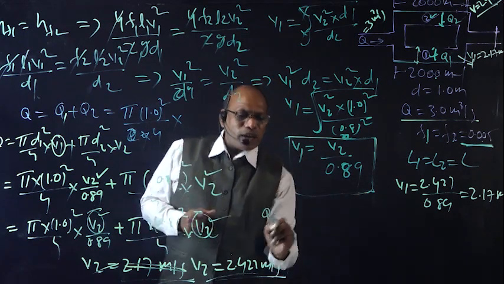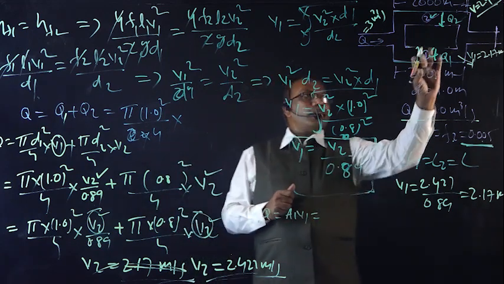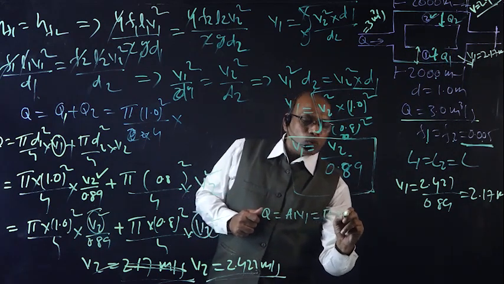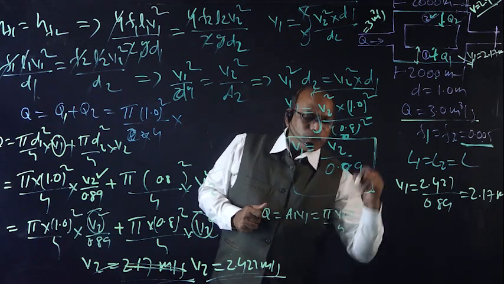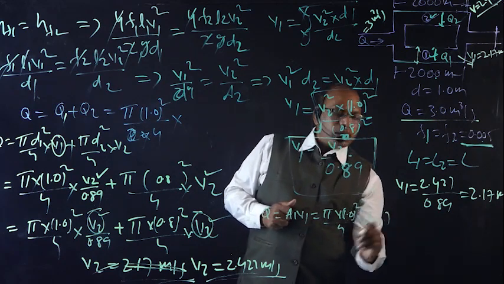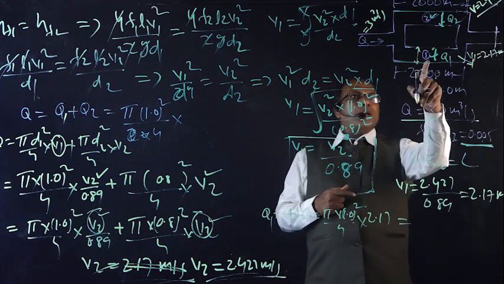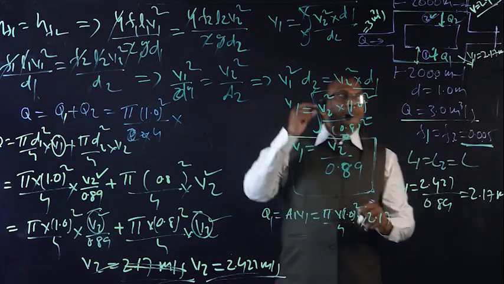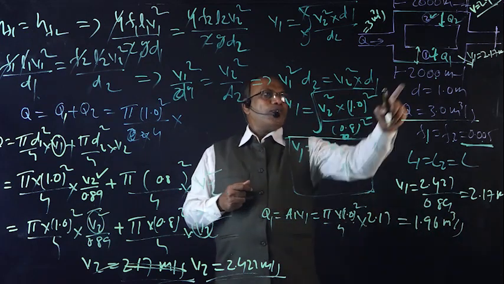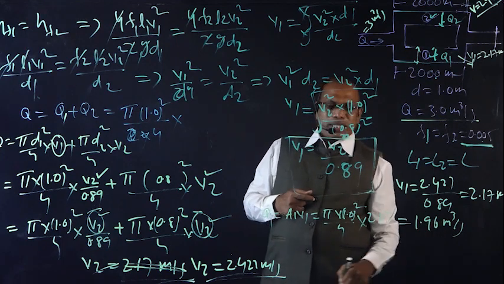Q1 is equal to, what is the formula? A1 into V1. Right, what is A1? Area of this pipe, pi into 1.0 square divided by 4 into, what is the velocity in pipe 1? 2.17. Therefore, discharge Q1 from the parallel pipe 1 is equal to 1.96 meter cube per second.